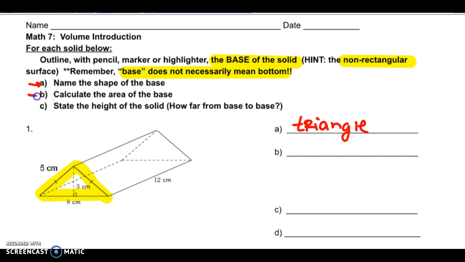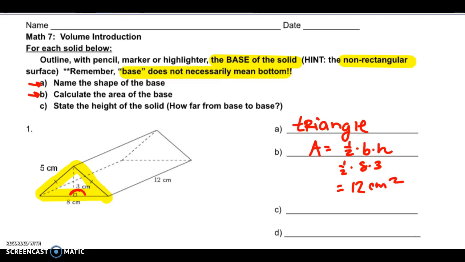That's A. B says to then calculate the area of a base. We know that the formula for a triangle is 1/2 base times height. And in this case, that little perpendicular line is telling us it's an 8 and a 3. So 1/2 times 8 times 3 equals 12 centimeters squared.